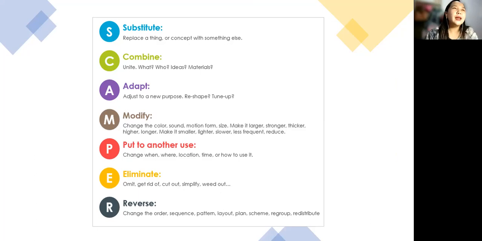Okay. Second one is combine. So combine is think of possible combinations you can make that result in something entirely different.